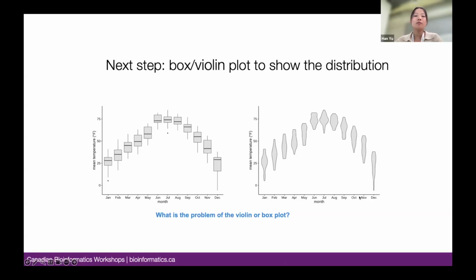But the violin plot is also not perfect because it relies on density estimation. So it can create the illusion of data in areas where no actual points exist. So how can we address this issue?